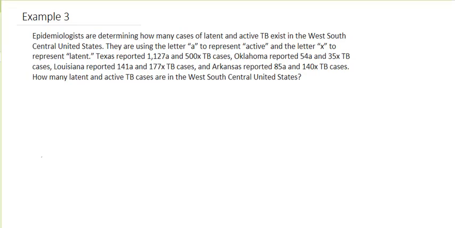So to highlight, let's highlight all the active cases. So 1,127A, 54A, 141A, and 85A. Then for our latent cases, we'll highlight in green. 500X, 35X, 177X, and 140X. So now we can go and we can start actually adding.